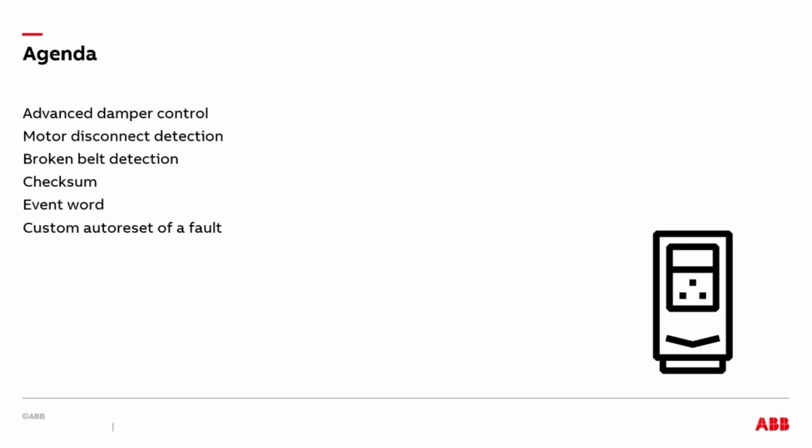The ACH580 has some great application-focused features, and today I want to talk about them. These features do a variety of things, ranging from saving cost, increasing reliability, and adding security. So here's the agenda. First, we're going to talk about advanced damper control. After that, we'll move into motor disconnect detection. Then we'll talk about broken belt detection. After that, checksum, then event word, and we'll wrap it up with the custom auto reset of a fault.